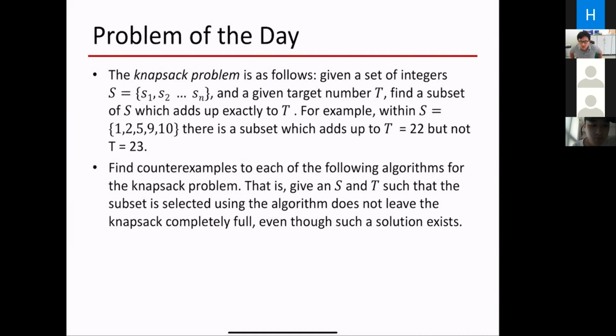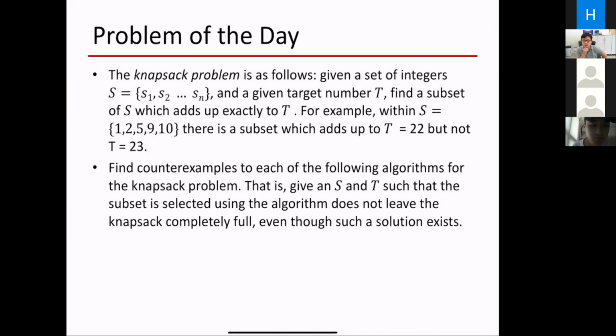and algorithm. Okay. So the knapsack problem is as follows: given a set of integers S and a target number T, find the subset of S which adds up to exactly T, the target, as much as you can carry. So for example, S is a set of these values, and there is a subset which adds up to 22, but not 23. So how can you make 22 out of it? I'm going to choose 1, 2, 9, 10. Then it will add up to 22. Okay. All right. This is the knapsack problem.